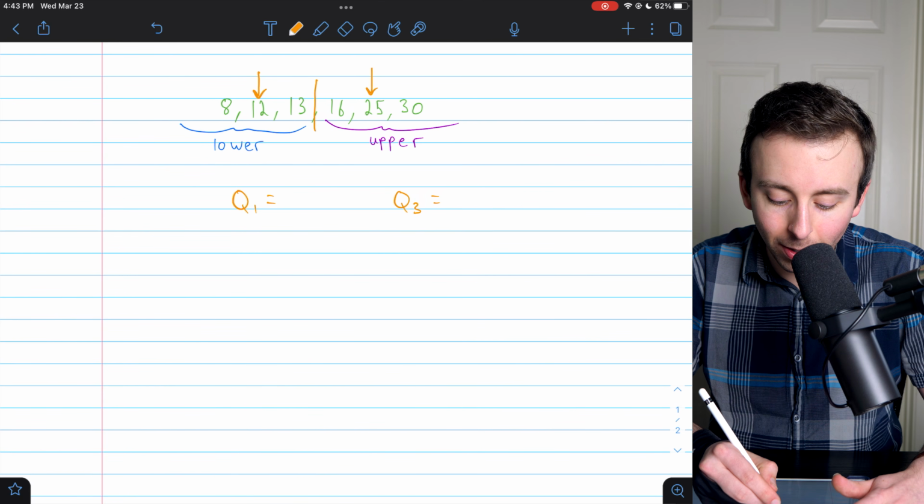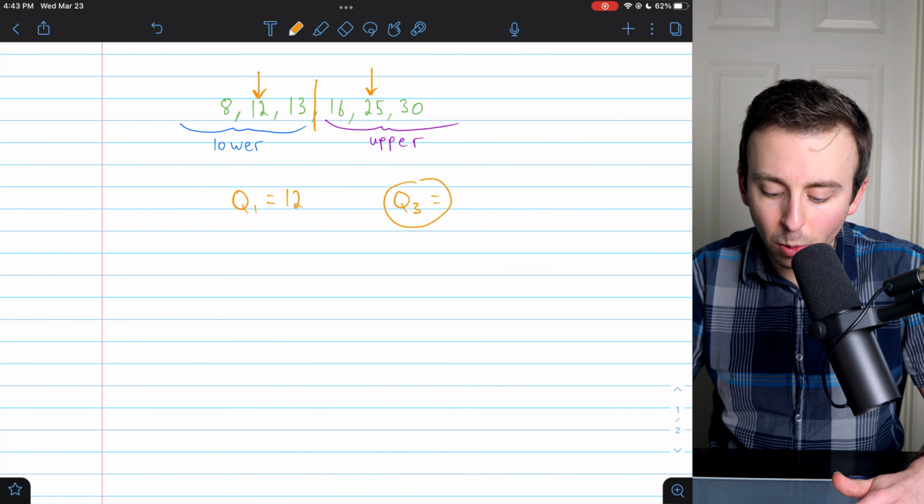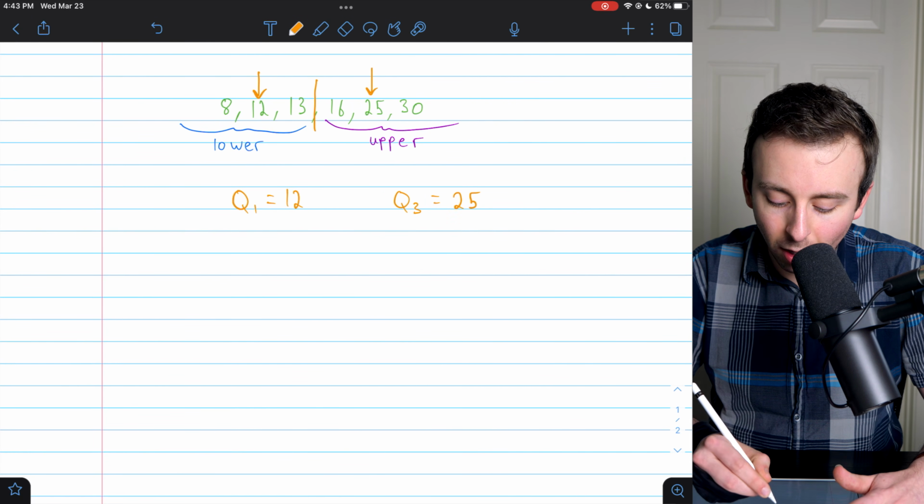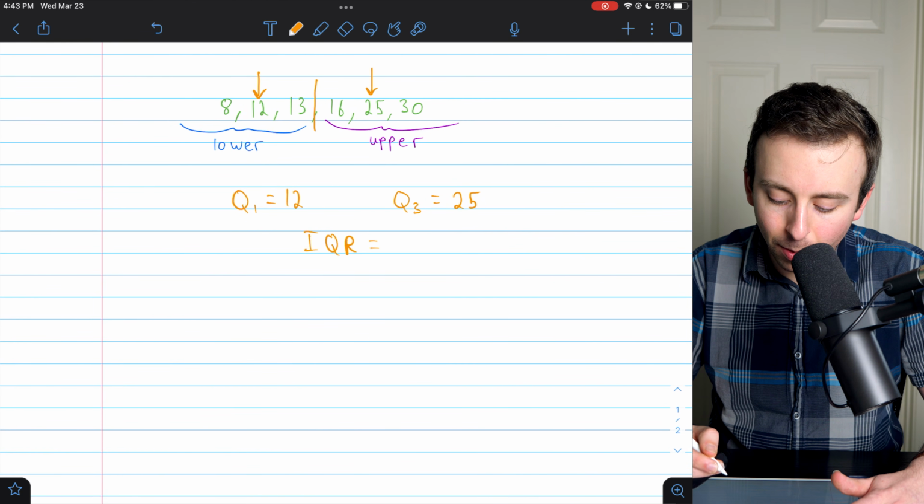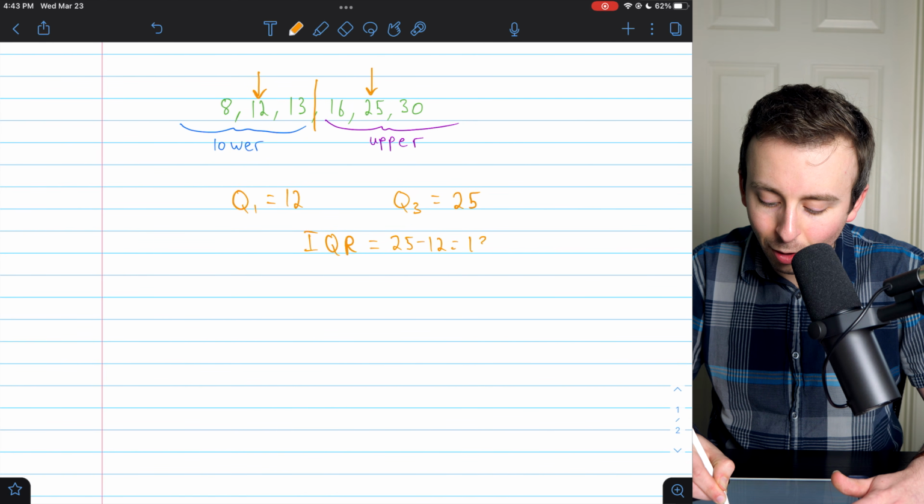So what's the first quartile? It's just 12, the number in the middle. What's the third quartile? It would just be 25, the number in the middle. And so our interquartile range in this slightly different example would be 25 minus 12, which is 13.